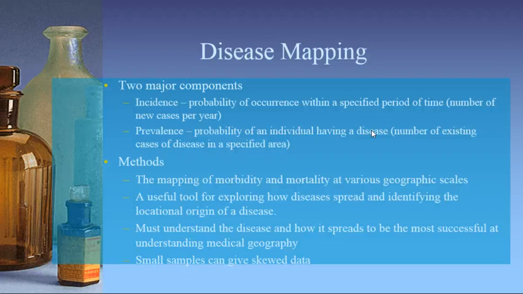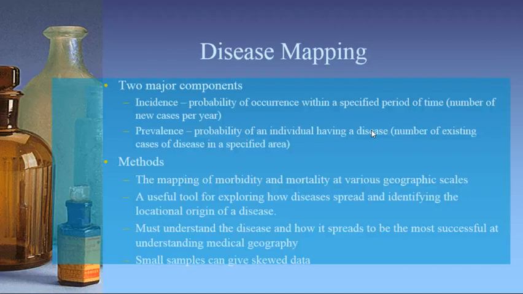And then there's the prevalence. This is the probability of an individual having a disease. And so in layman's terms, that's the number of existing cases of a disease wherever you're talking about. So the prevalence of HIV in the United States would be the number of new cases of HIV every year. Okay, so what are the methods?